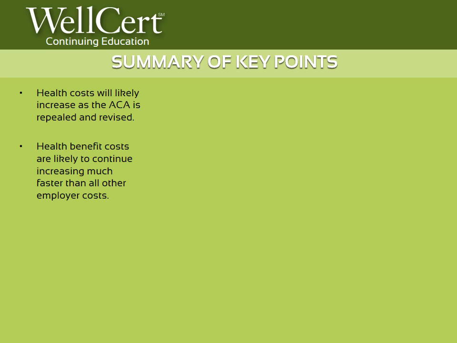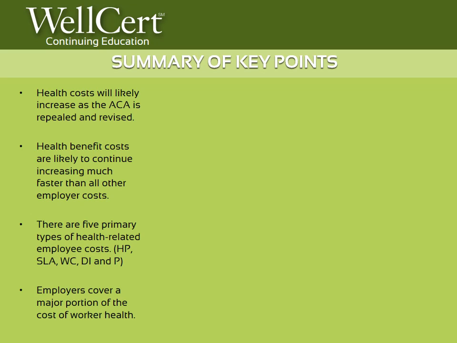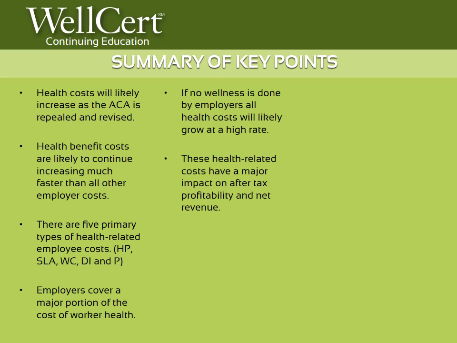Health benefit costs are likely to continue increasing much faster than all other employer costs, so they are going to get our attention. There are 5 primary types of health-related employee costs. Those are health plan, sick leave absenteeism, workers' compensation, disability insurance, and presenteeism costs. Employers cover a major portion of the cost of worker health. And if no wellness is done by employers, all healthcare costs will likely grow at a high rate. So we are going to end up consuming more of our economic resources through employee health-related issues.